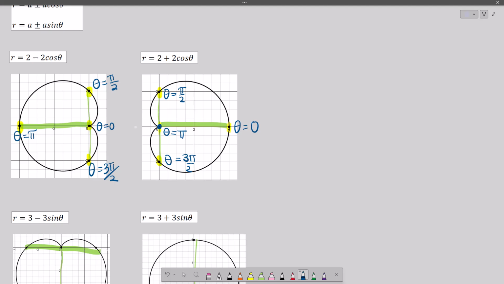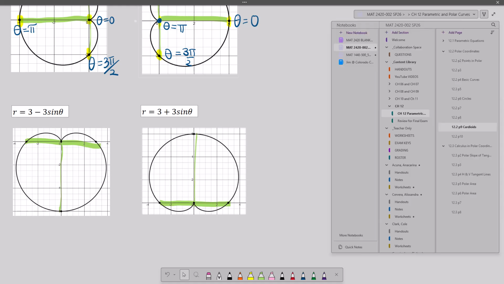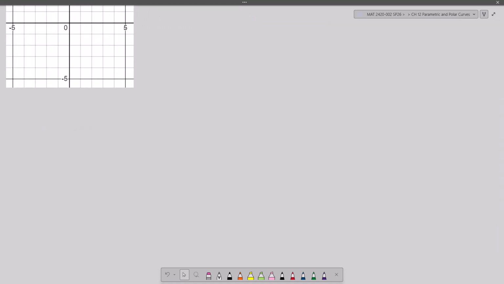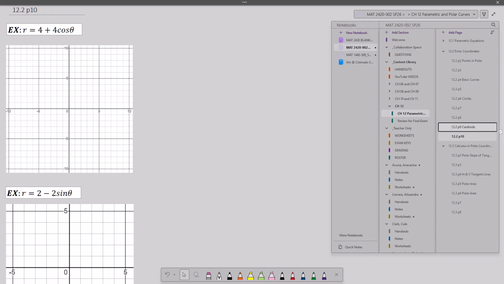So those will be our 4 points, then we connect the dots. And similar for these. Same idea. I can't really remember. Let me just see what I put over here. Yeah, let's go. So you have these ones to look at that. I'm not going to go through the points right this second.